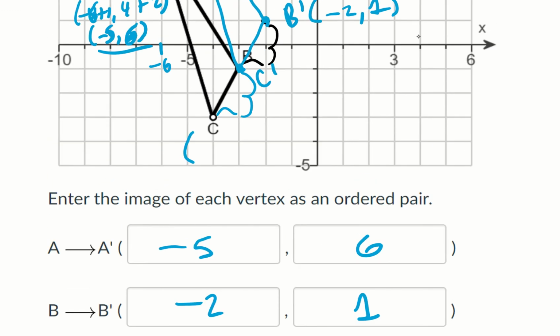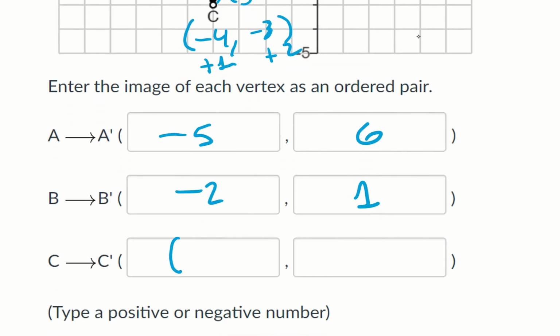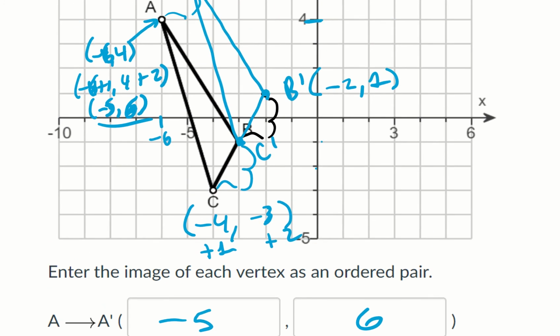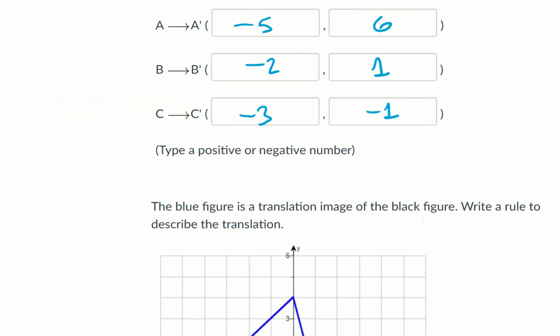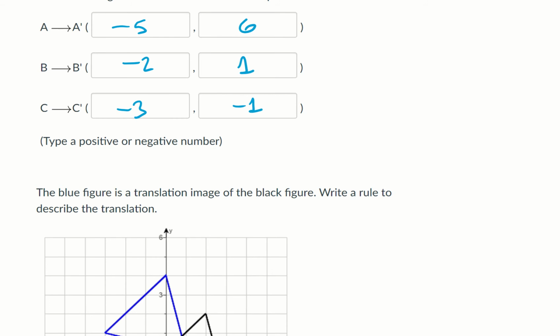And then just to show you how we do that again, the coordinates of C were -4, -3. So we would add 1 to X, we would add 2 to Y. And that will give us -3 and -1. That does make sense. If you look at here, this is at -3, -1. So this actually works out. So a couple different ways to do it. You just add using the rule, or you can just move it physically like we did with the blue triangle.